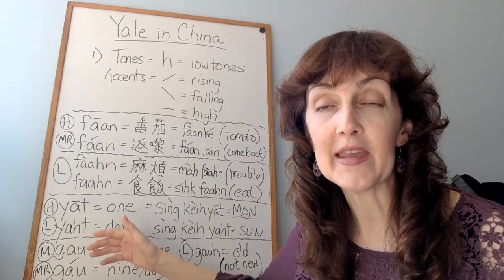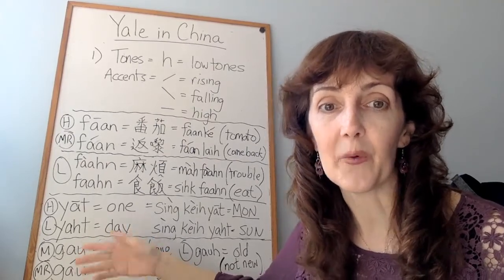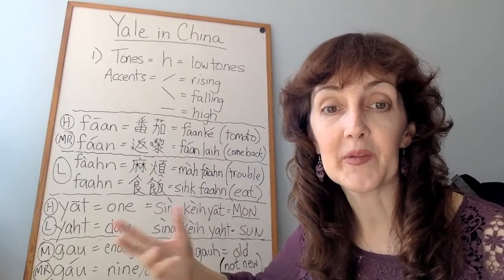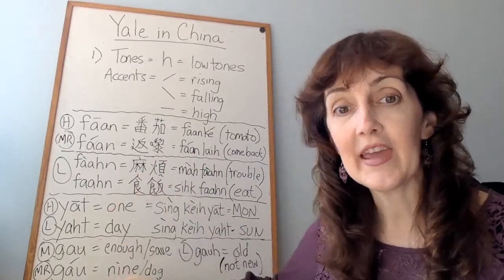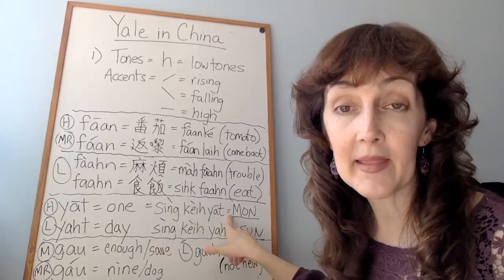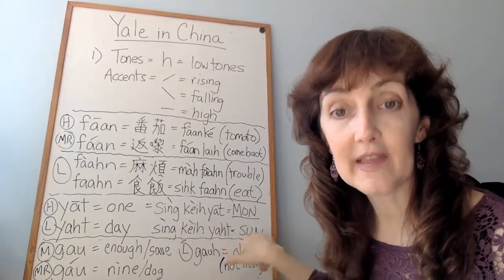Like yao, yao, ya, yat. There was one day, yao, yat, yat. 我食咗個番茄. So there was one day I ate a tomato. Okay? Again, the yat and the yat. So 星期一 Monday and 星期日 Sunday.